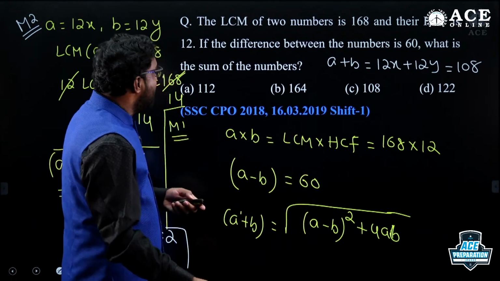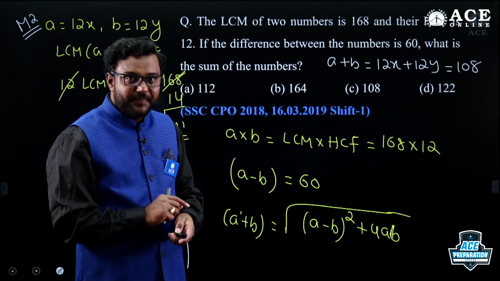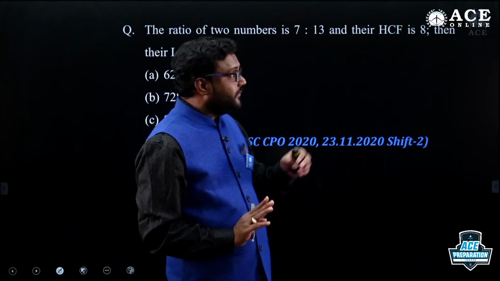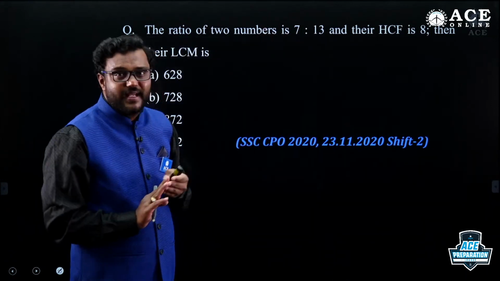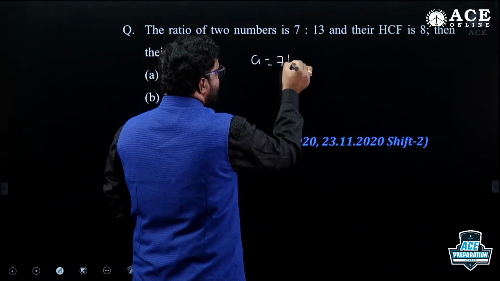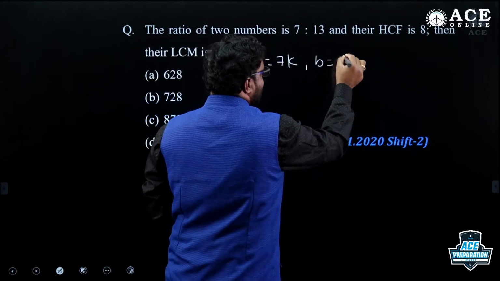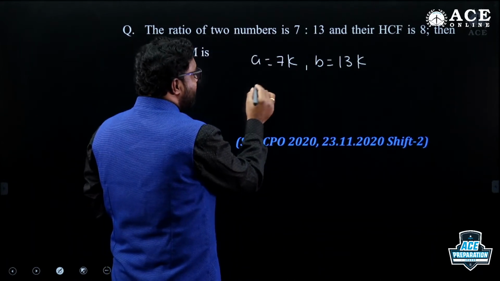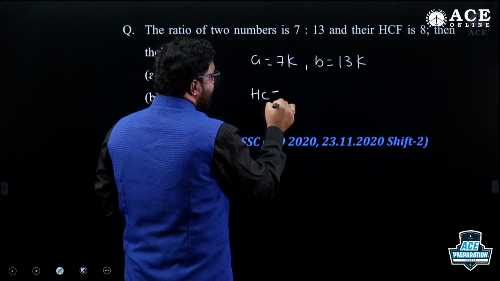See one more question, my dear friends. After that, we'll take a break. See the next question. Here, the ratio of two numbers is given. The first number may be 7k, the second number may be 13k. Their HCF is 8, which means HCF for A and B is nothing but k.